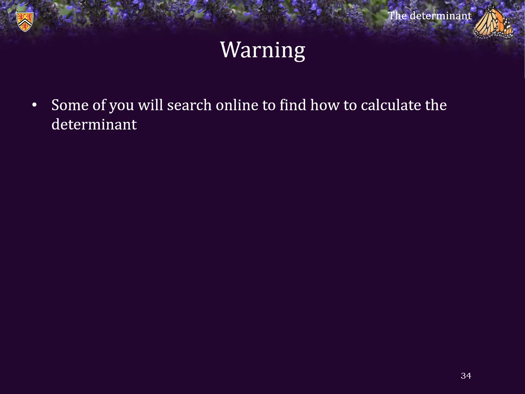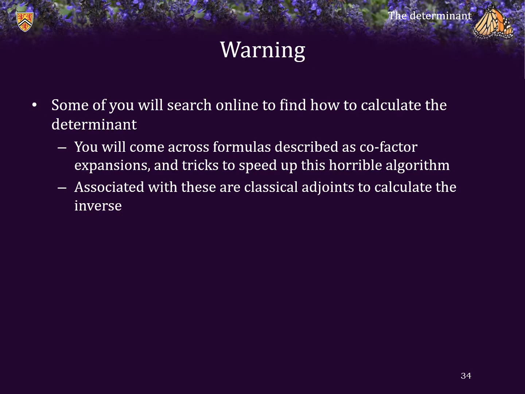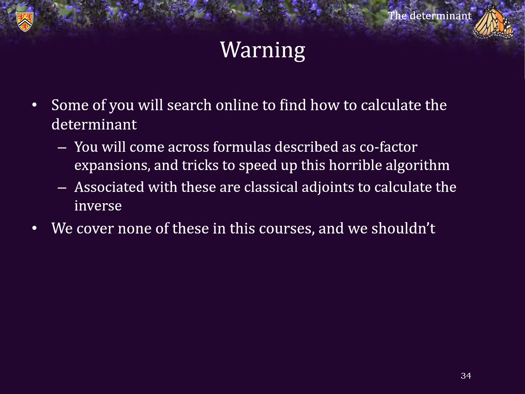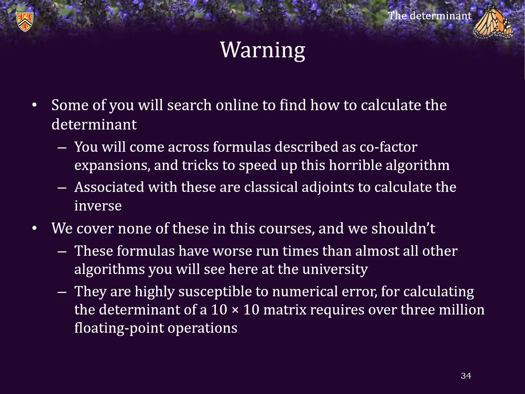Now, one final warning. Some of you will search online to find how to calculate the determinant. You will come across formulas described as cofactor expansions with lots of tricks to speed up this absolutely horrible algorithm. Associated with this are the classical adjoints for calculating the inverse. We will cover none of these in this course, and we shouldn't. These formulas have worse runtimes than almost all other algorithms you will see here at the university and probably throughout your life. They are highly susceptible to numerical error.